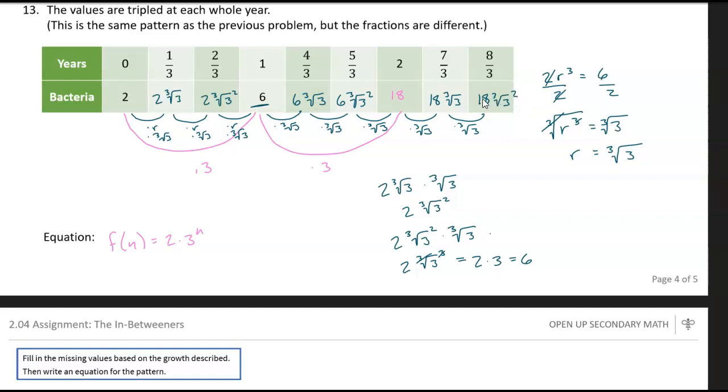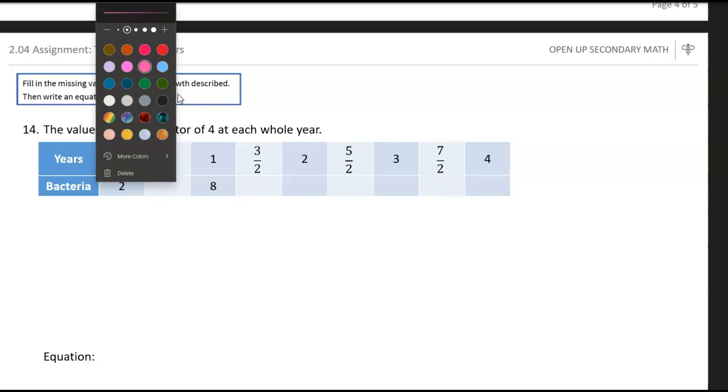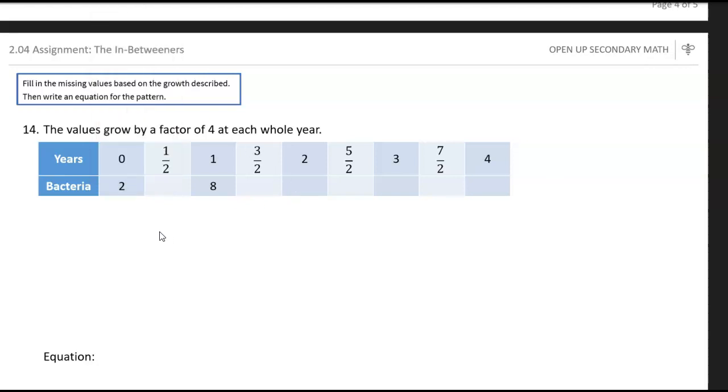All right, let's go on to the last problem. Same instructions, fill in the missing values and write an equation. This says the values grow by a factor of 4 at each whole year. Let's do that one. So once again, we'll just start with the whole years because we know how to do that. Multiply by 4. 2 times 4 is 8. Multiply by 4 here. 4 times 8 is 32.